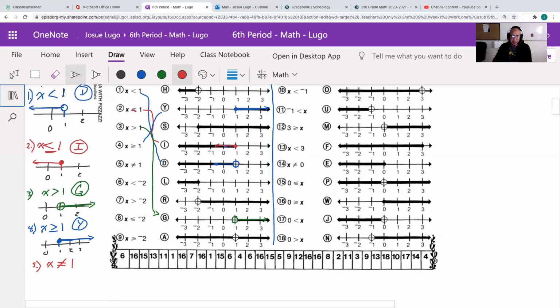So number 4, x can be any number as long as it's greater than or equal to 1. Number 3, x can be any number as long as it's greater than 1. Number 2, x can be any number as long as it's less than or equal to 1. Here on number 5, x can be any number as long as that number is not equal to 1.